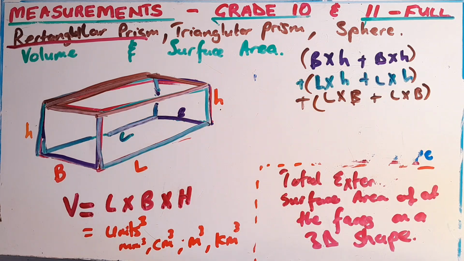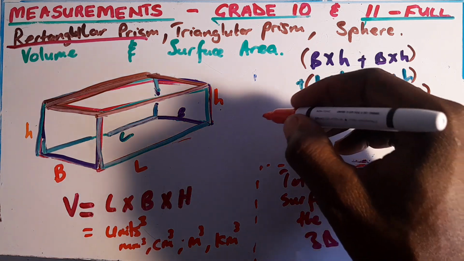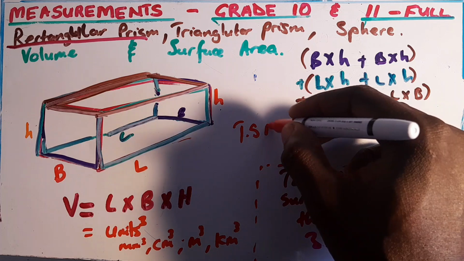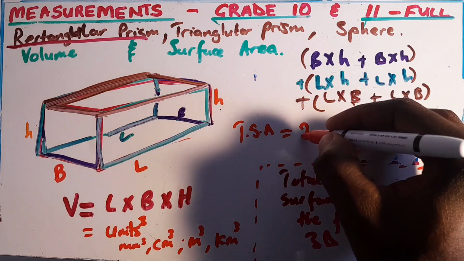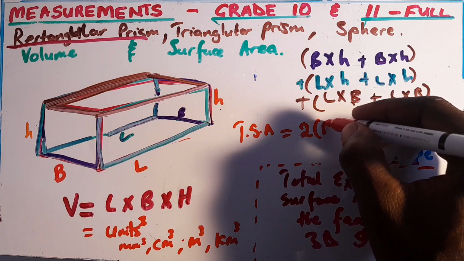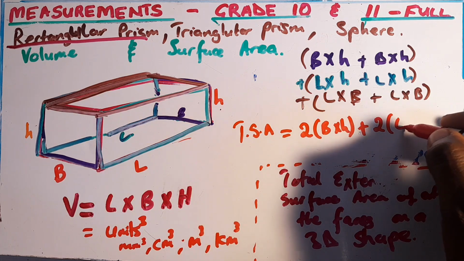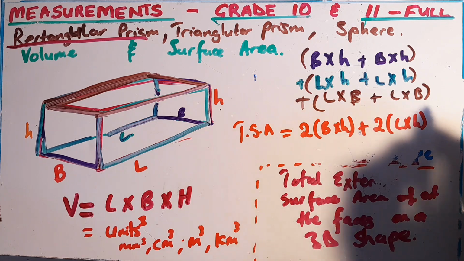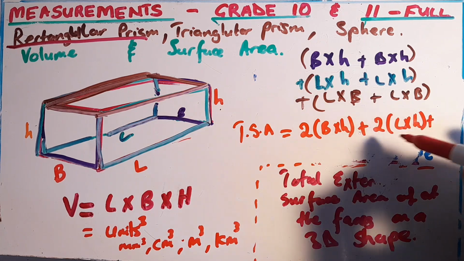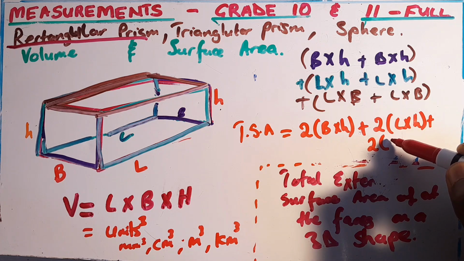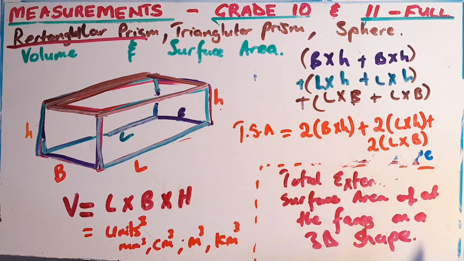So it means that to calculate the total surface area of a rectangular prism, the total surface area will be equal to 2 times the breadth times the height, plus 2 times the length times the height, and lastly plus 2 times the length times the breadth. So that's how we can find the total surface area of a rectangular prism.